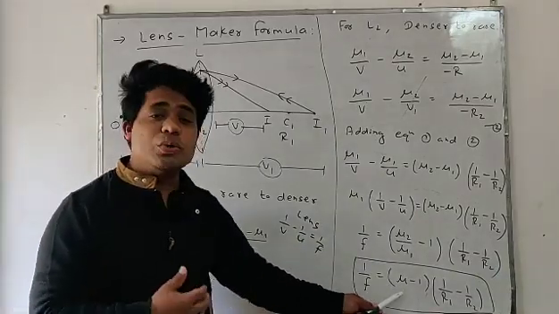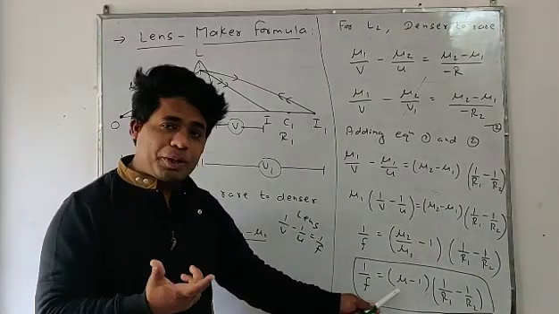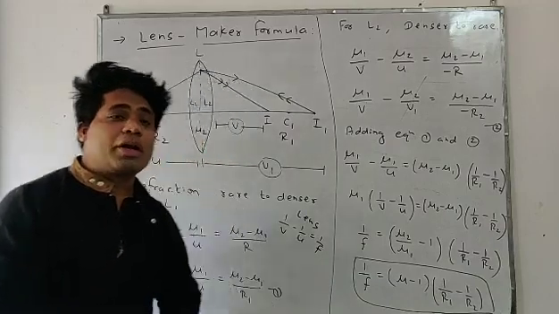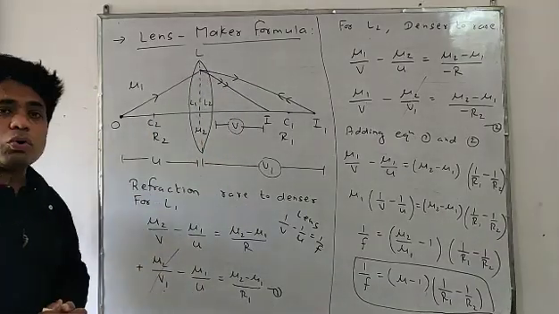F is the focal length, mu is the refractive index of the material, while R1 and R2 are the radii of curvature of this portion L1 and L2. Okay students?